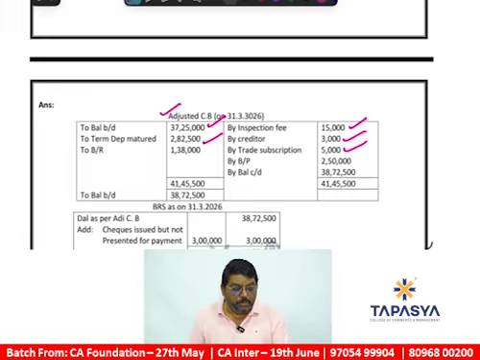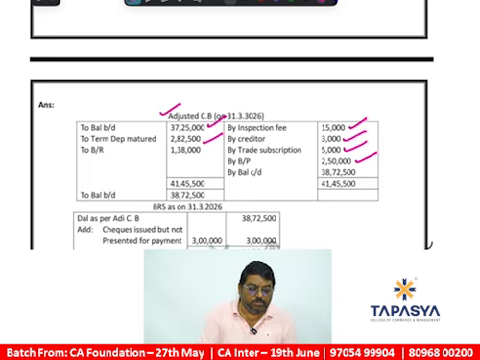Next, bills payable 2,50,000 had been paid by the bank, but it was not entered into the cash book. Any payment, passbook debit, cash book credit. Bills payable paid, already passbook debited. Cash book we can credit it, 2,50,000. Clear.